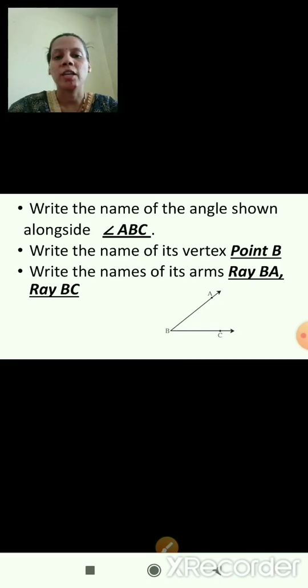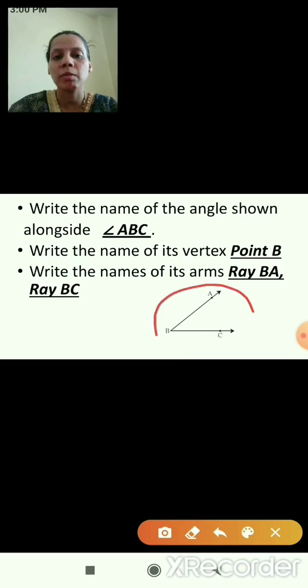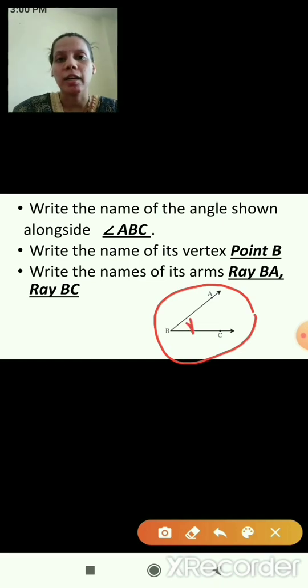As you can see here, I have drawn one angle. Write the name of the angle shown alongside. What is the name of this angle? Angle ABC is the name of the angle. Write the name of its vertex. The vertex is point B.